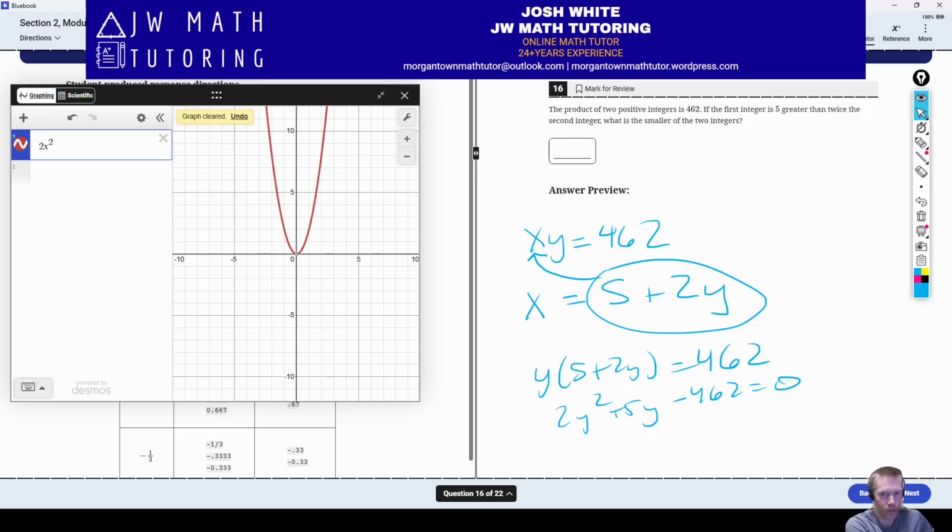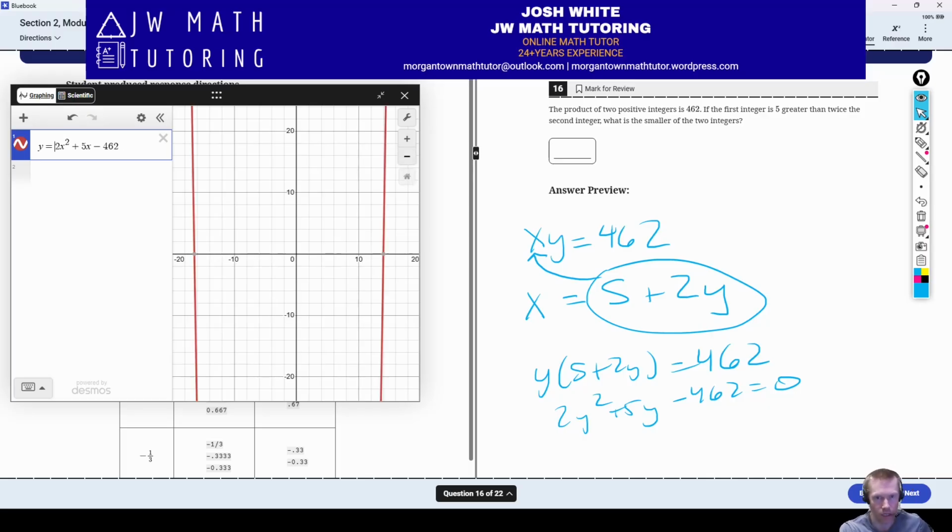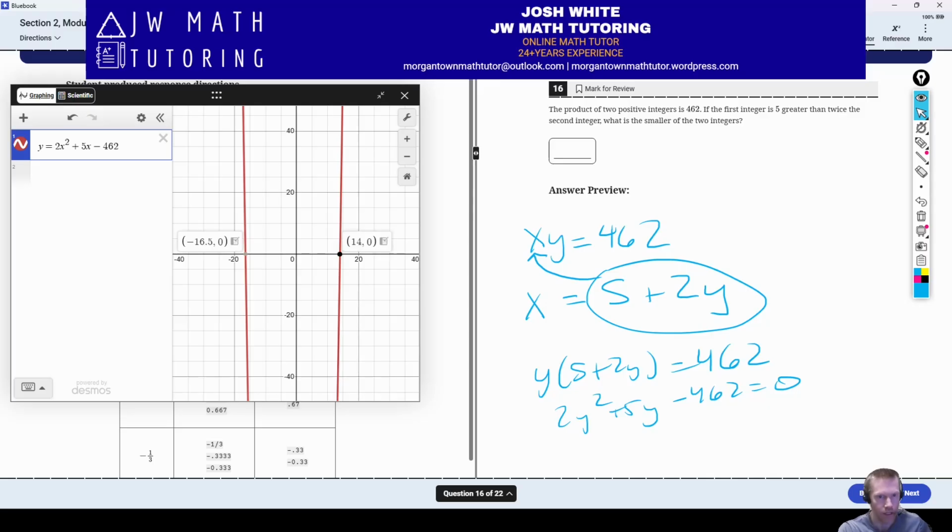And I'm just going to switch to x instead of y, so that way I can look for the x-intercepts. Okay, I don't see anything here, so let's just zoom out. Okay, so here are my two possible answers, right? Notice negative 16.5, not a possible solution. First of all, it's not positive. Second of all, it's not an integer. So when I solve this for y, my only possible integer solution is 14.